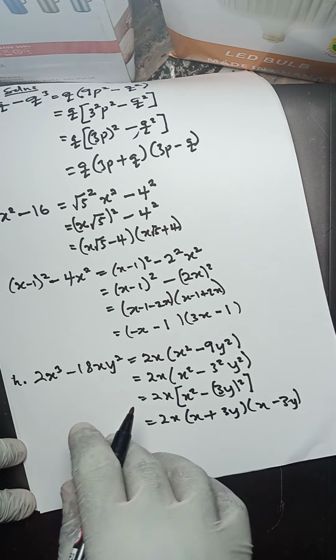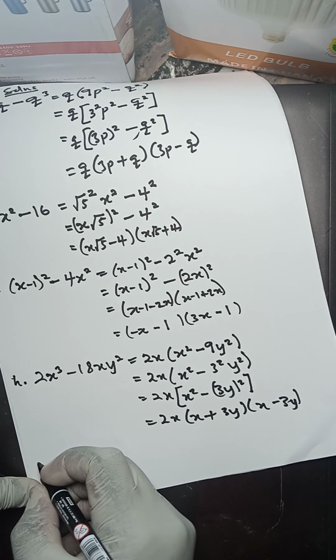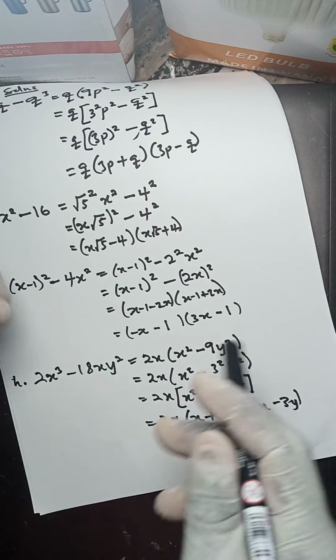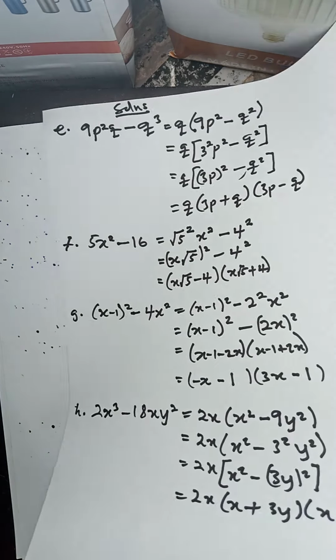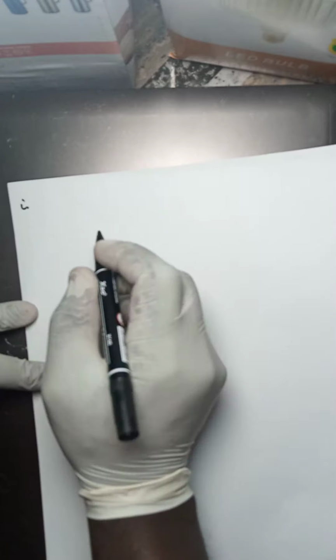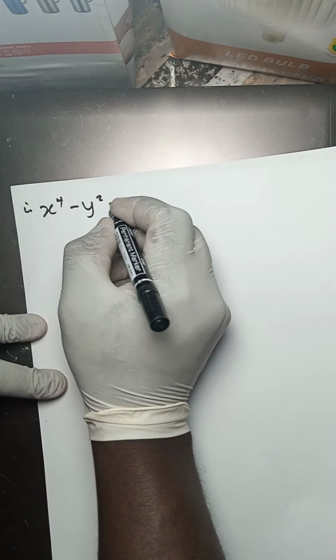All right, then the next part, let me do this in the next sheet. All right, so the next part we have something like x raised to the power 4 minus y squared.